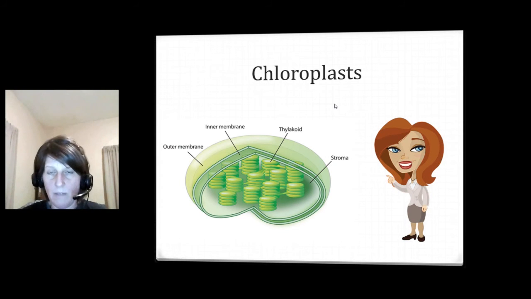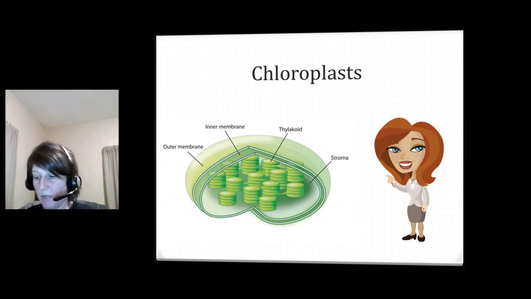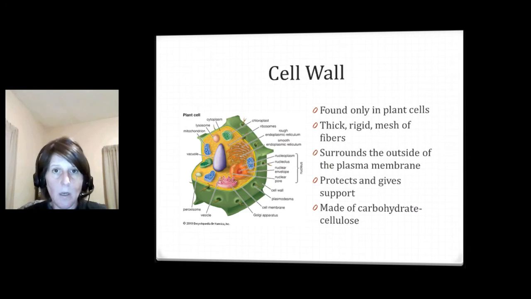Chloroplasts. Now, chloroplasts are only found in plant cells, and inside of chloroplasts we have these small flattened disc-like shapes that are considered to be thylakoids. And we know that plants receive their energy from the sun, and so within those thylakoids, this is where the energy from the sunlight is trapped, and then of course through the process of photosynthesis, we're able to convert that light energy into chemical energy that the plant can use.